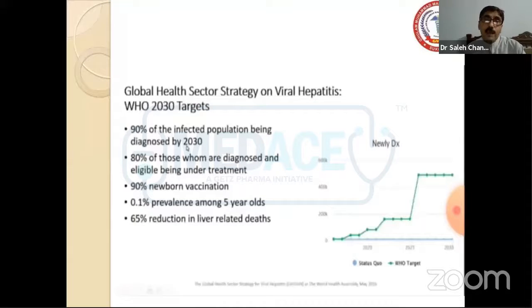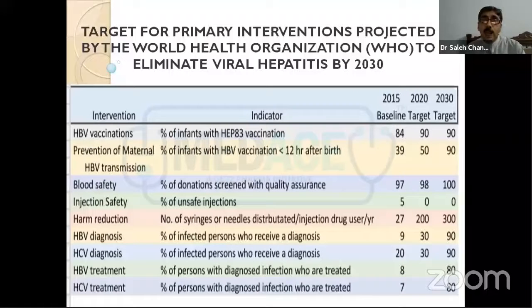80% of those who are diagnosed and eligible be under treatment, 90% newborn vaccination, 0.1% prevalence among 5 years old, and 65% reduction in liver-related deaths. And these are the targets set by the WHO. If you see the HBV vaccination, that is about 90% of the target in 2020 and 100% in 2030, but Pakistan is lagging behind.